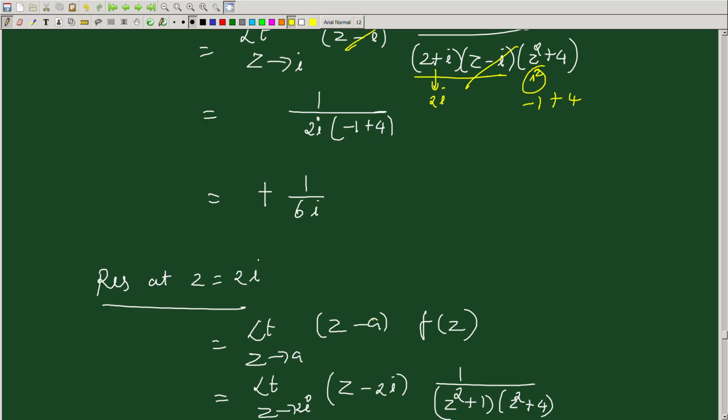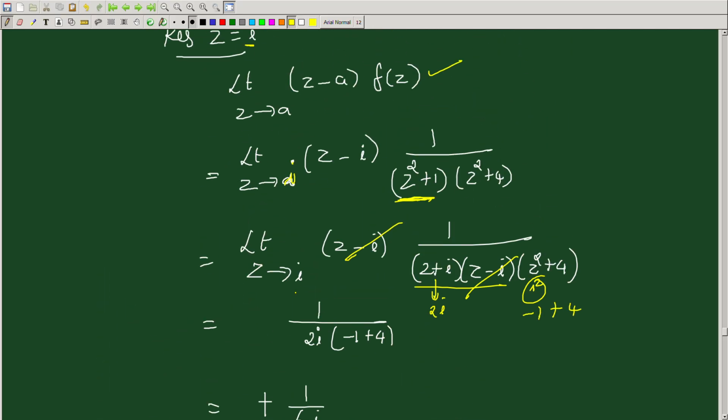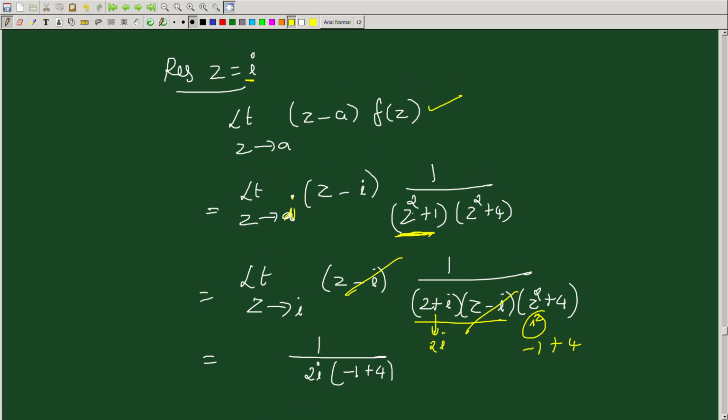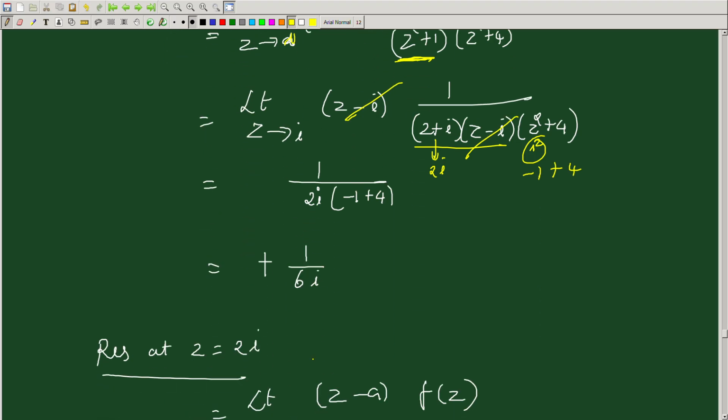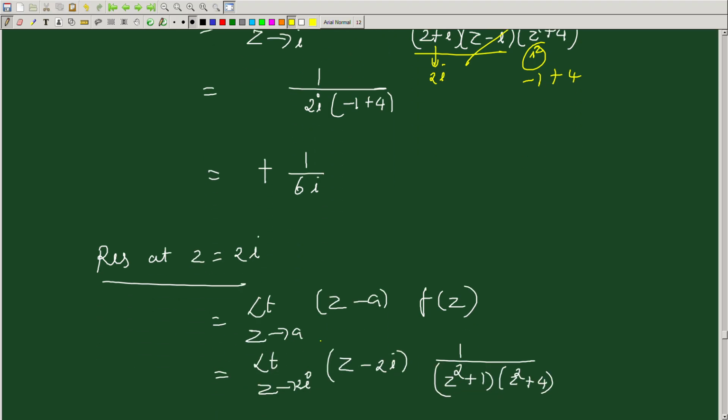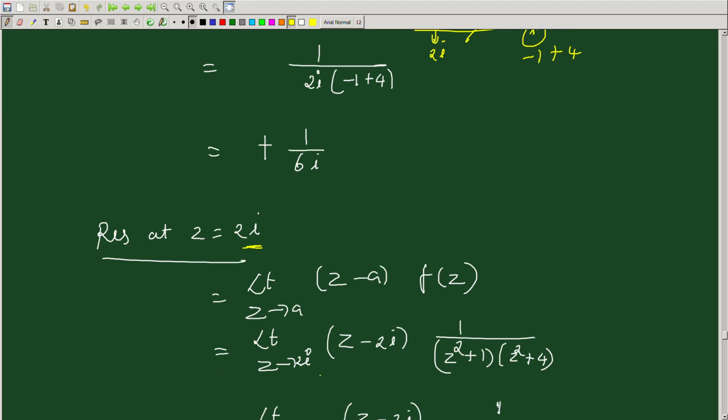Now the second residue formula also. The order is 1, right? Why am I saying the order is 1? The power, this is inside power, the whole power is 1. That's why order 1. If order is 1, the residue formula is limit z tends to a, z minus a, f of z. A is here 2i. So limit z tends to 2i, z minus 2i, f of z.